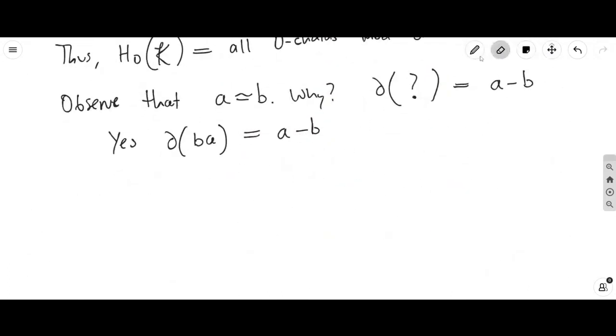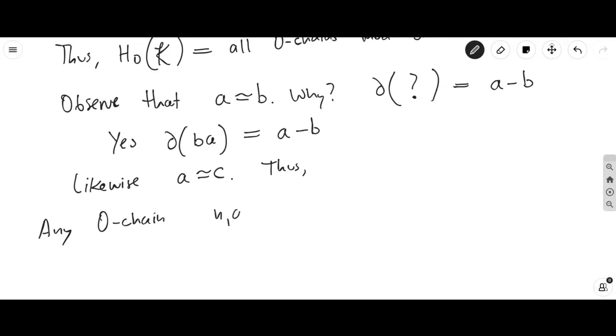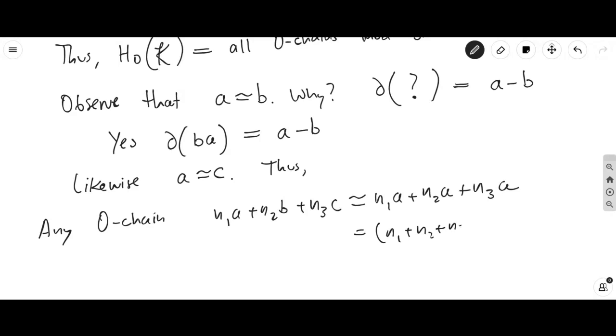Okay, so the boundary would be that. And likewise, A is equivalent to C. So thus, if you have any zero chain, N1A plus N2B plus N3C would be equivalent. You can just replace this all by A. So you have N1A plus N2A plus N3A, and so you get that this is N1 plus N2 plus N3 times A.